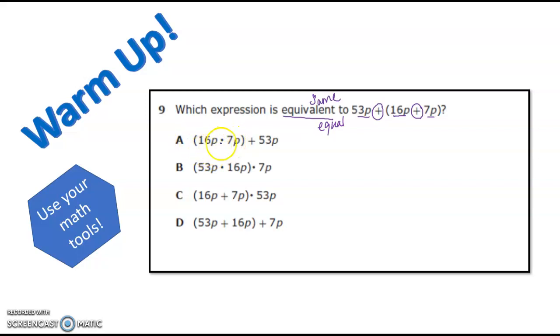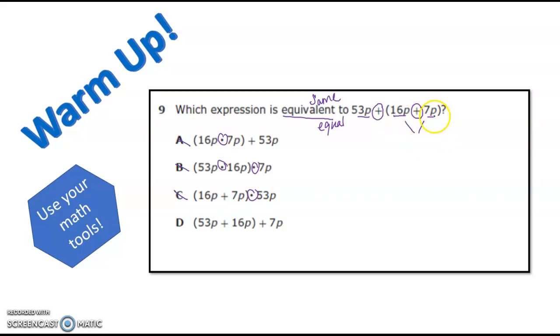So notice this one's got multiplication. This one's got two multiplication signs. Those can automatically be ruled out. And this one has a multiplication. Ruled out. Before we automatically select D though, let's take a look. Does it make sense? If we were to do 53p plus 16p, then outside plus 7p. Okay, let's add it together and figure it out.